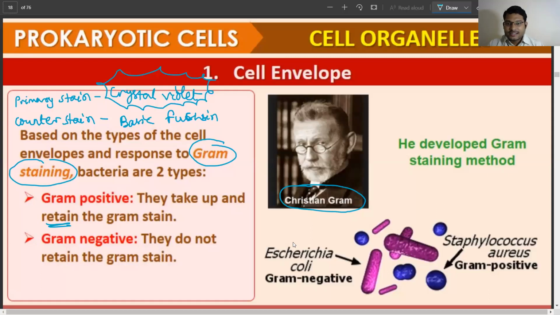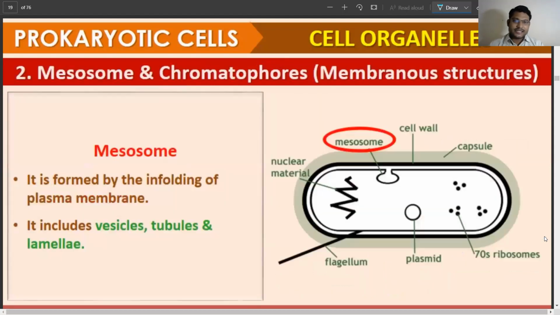Now, as you can see here, the E. coli bacteria, which is one of the most common forms of bacteria that we learn about, are gram negative. They cannot retain this crystal violet stain. Whereas Staphylococcus aureus are a group of gram positive bacteria.